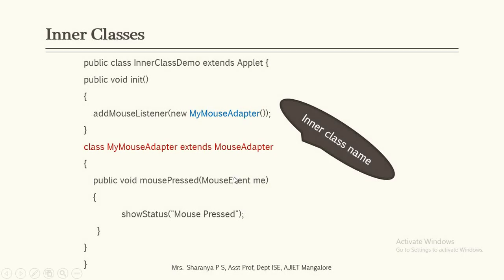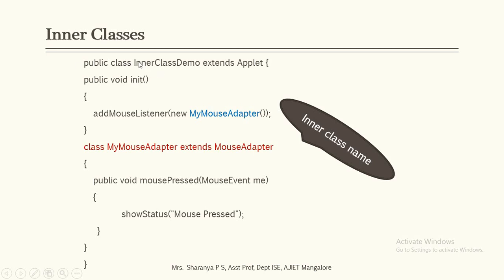Next one is the inner class. What is meant by this inner class? Here, the class which is defined inside another class, that we call an inner class. Suppose there are different kinds of classes. By defining these inner classes, we are able to access all the members present in the outer class as well.